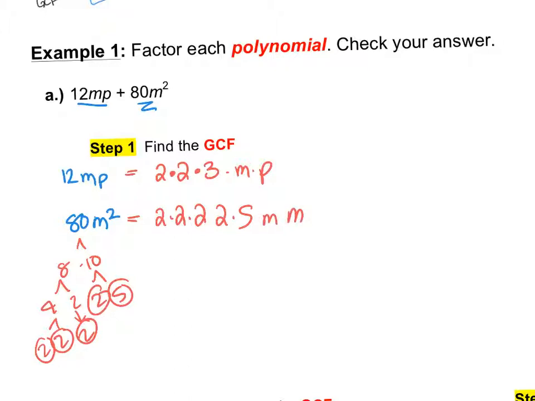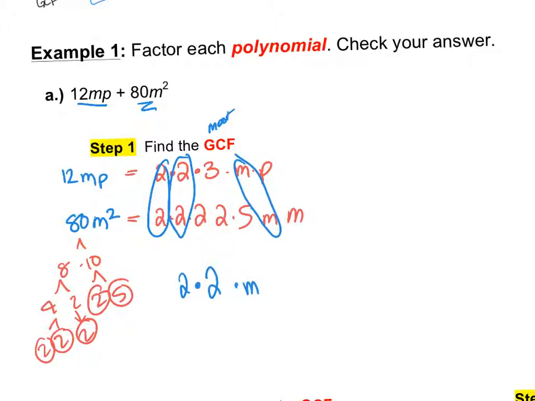Now what do we have in common? What's the most that we have in common? We have a 2, which is also multiplied by another 2. We don't have anything else besides 2 and 2, but we have an m in common. So our GCF is 4m.